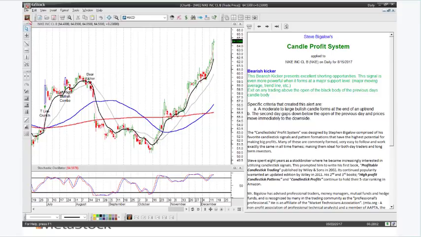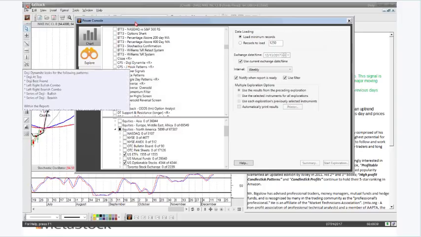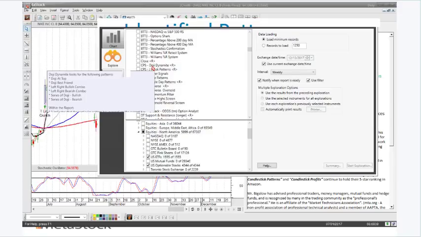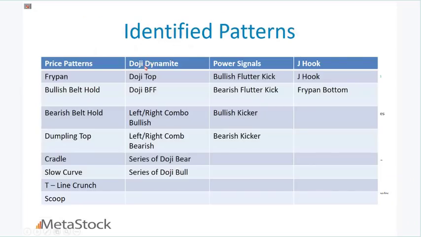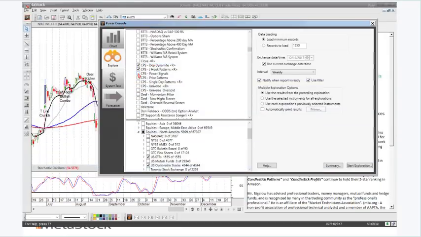So I'm going to go back into that scanning tool I was using earlier. I'm going to click on the Power Console here, and click on this Explore button. You'll notice that, because there are so many patterns in there, they're broken up into the same categories that I showed you earlier: your Doji Dynamites, your price patterns, your power signals, and your J-hook patterns. This is how they're broken up into scans. Now, if you want to, you can run all of these scans at the same time. You just select all four of them, and you can run them all against a list.